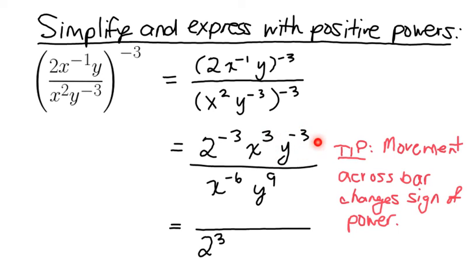Similarly, if I take this y to the -3 and I move it down into the denominator, this is going to change it to y to the +3. If I take this expression, x to the -6, move it up into the numerator, I can change the sign of my power so that I have x to the +6. Now everything is expressed in terms of positive powers. This makes the addition and simplification a little bit easier to handle.